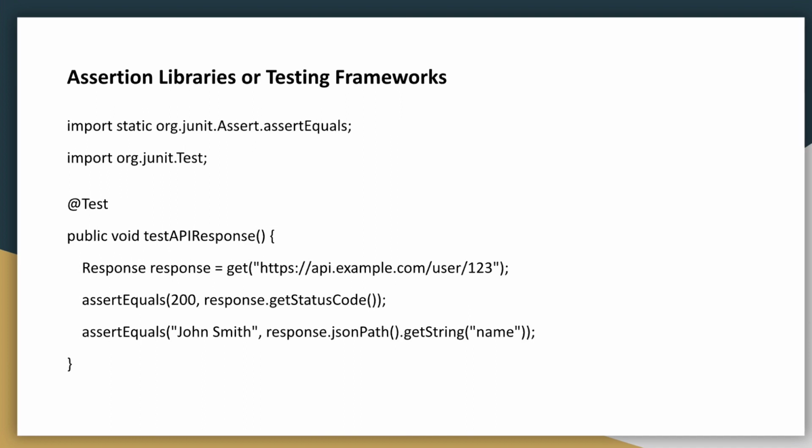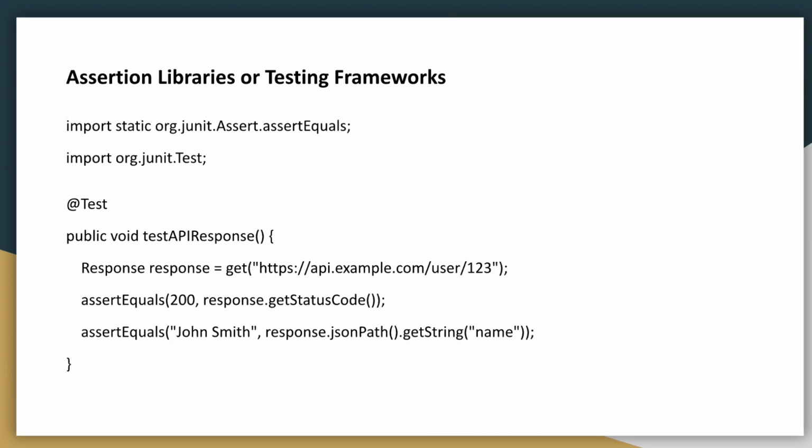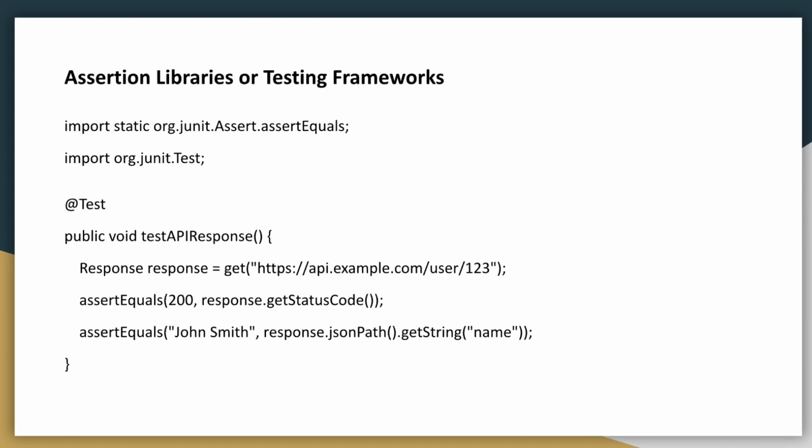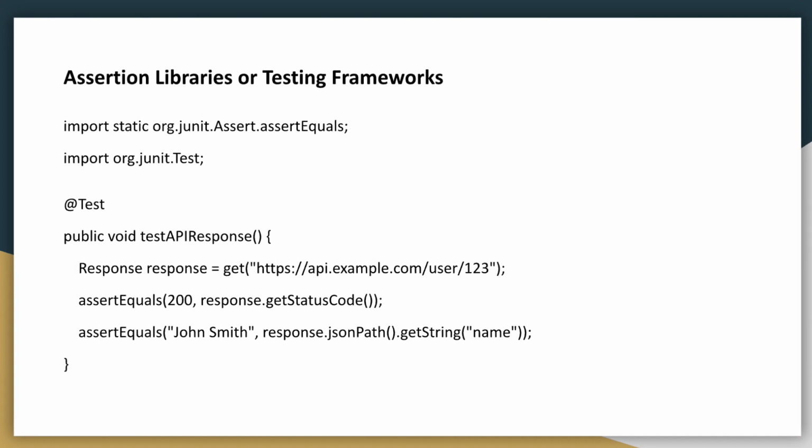Next is assertion libraries or testing frameworks. I have utilized assertion libraries or testing frameworks like JUnit or TestNG to simplify the validation process. Mostly I work with TestNG only. These tools provide built-in methods such as assertEquals and assertTrue to compare and perform complex validation. They help me ensure the accuracy and reliability of our API responses.